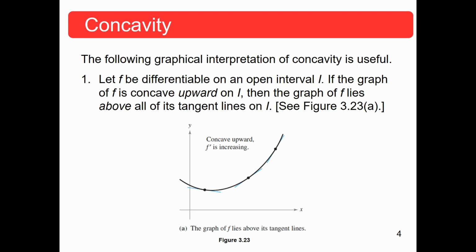So here, f is differentiable on some open interval. If it's concave upward on I, then it means that the graph of f lies above all of its tangent lines. So if we look at tangent lines, tangent line, tangent line, they're all below the graph, okay? So the graph lies above all of its tangent lines.